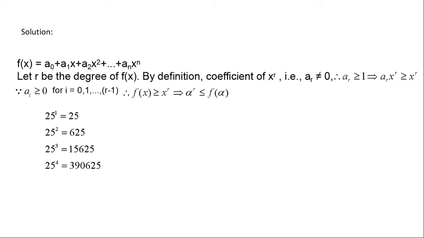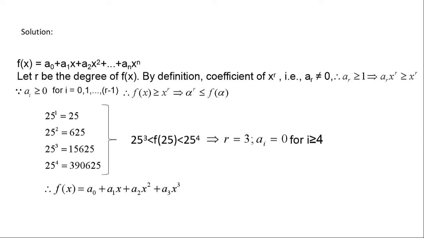Now analyzing the powers of 25 very carefully and using the information that is given in our question, we are given that f of 25 is 78357. So we can observe that this value is sandwiched between 25 to the power 3 and 25 to the power 4. Hence r is equal to 3 and a_i is equal to 0 for i greater than or equal to 4. So we get this expression. This is the first conclusion that we drew out.